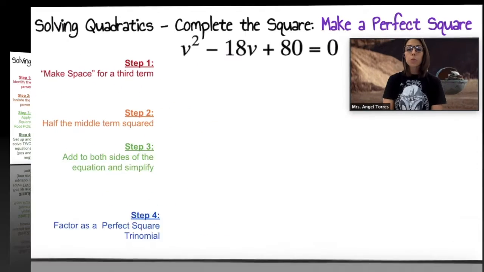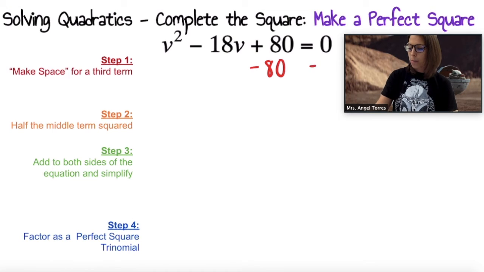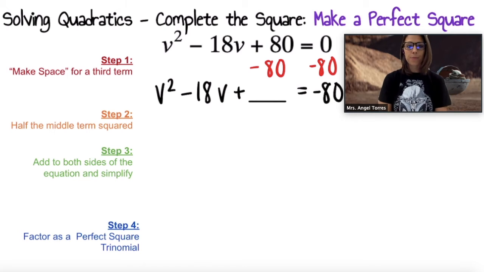Here we have v squared minus 18v plus 80. I can already tell that it's not already a perfect square trinomial because we can't take the square root of 80. So we need to make space for a new third term, one that is a perfect square. So let's get rid of that 80 by subtracting it from both sides. That brings us to a new quadratic, v squared minus 18v, space for a new term, equals negative 80.